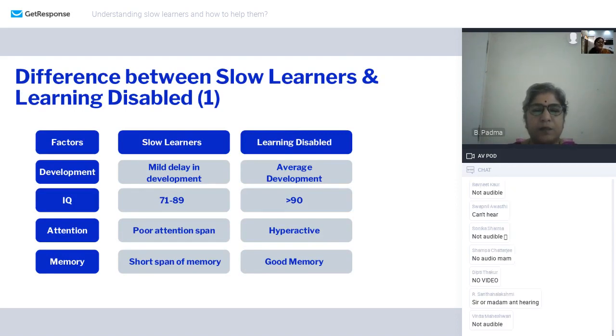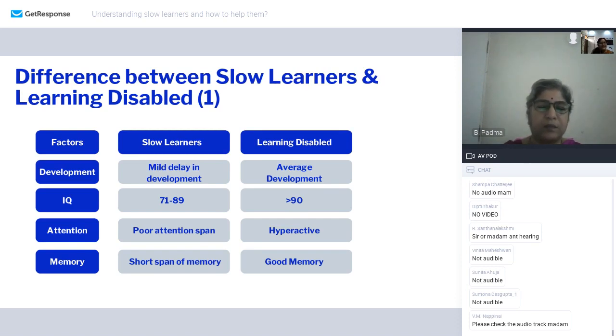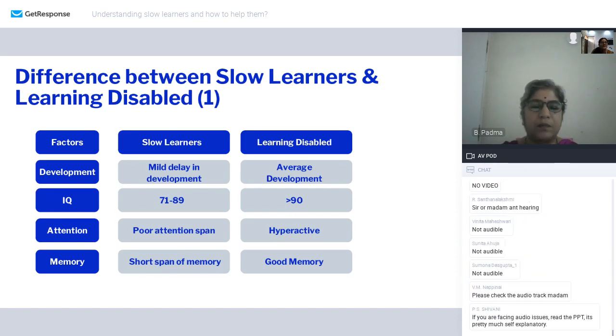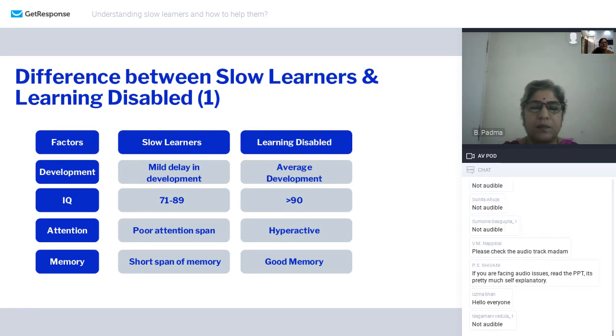Most of the times, there is chaos and confusion when we are diagnosing slow learners and learning disability. Mostly, these terminologies are interchanged. Sometimes slow learners are referred to as learning disabled and learning disabled as slow learners. So, there are certain factors which can delineate and also help in demarcating slow learners from learning disability. So in the developmental aspect, the slow learners have mild developmental delay, whereas learning disability have average development. As I already told you, the IQ ranges between 71 to 89 for slow learners, whereas for learning disability, the IQ ranges more than 90.